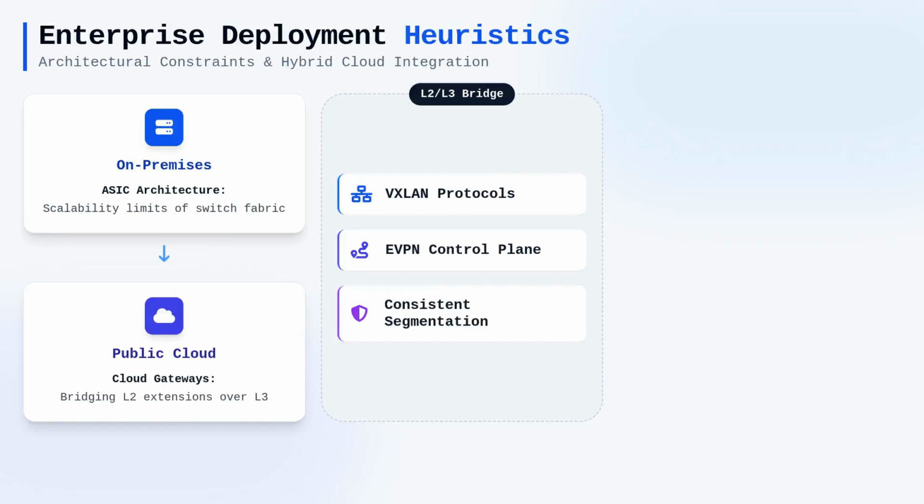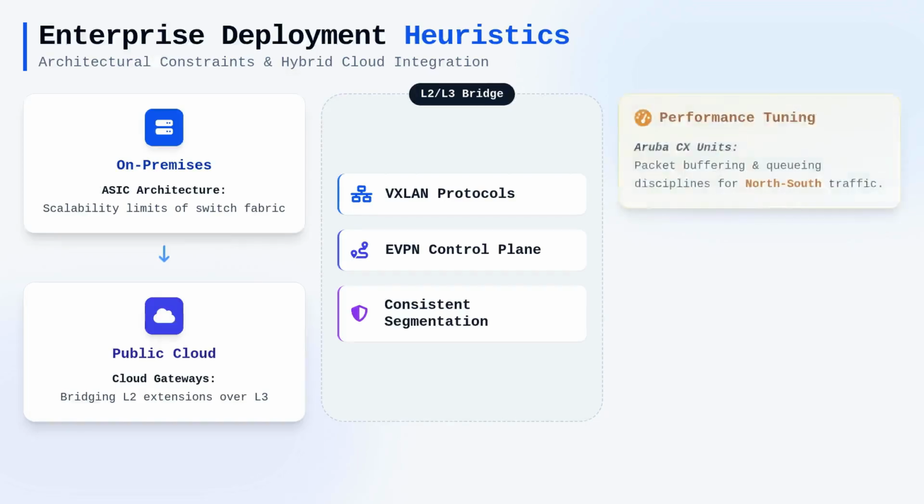In a hybrid cloud environment, the ability to maintain consistent security and segmentation between virtualized workloads on compute nodes and physical switch ports is paramount. We observe that performance tuning of Aruba CX units involves detailed observation of packet buffering and queuing disciplines, especially during periods of high north-south traffic congestion.